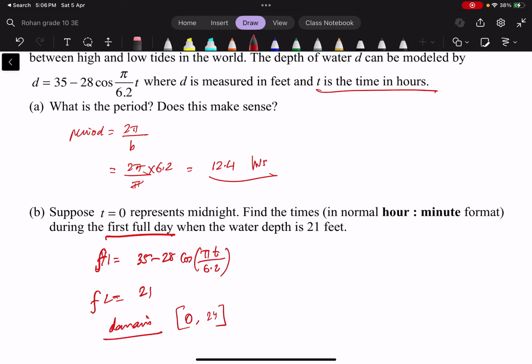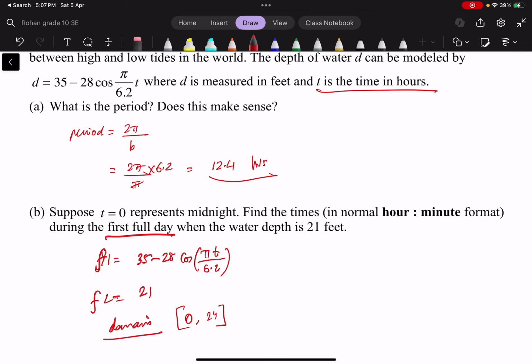So that's 35 minus 28 cos. Is that pi t? Pi x, I'll do. Type it correctly. Pi x upon 6.2. You have to put multiplication between 28 and cos, because your calculator sometimes shows an error. Okay. Enter. And then tab. 21.